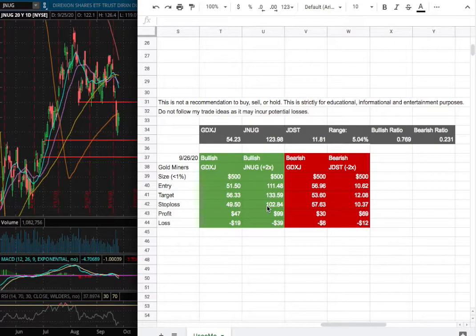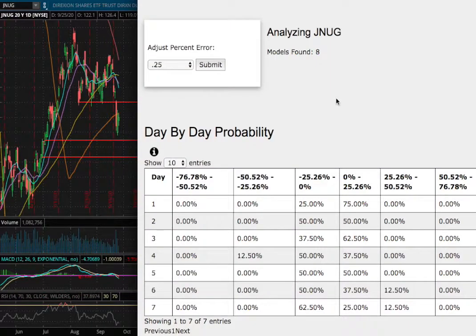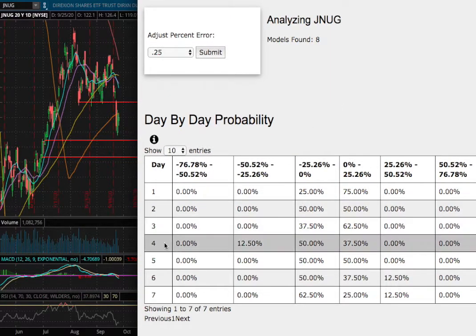So my stop loss will be $102.84, and that is that range there. As for the day-by-day probability model, as we progress to the 5th day or week of trading, we have a 50% chance for JNUG to climb between 0 to 25%, and to the downside, a 50% chance for it to fall between 0 to negative 25%.